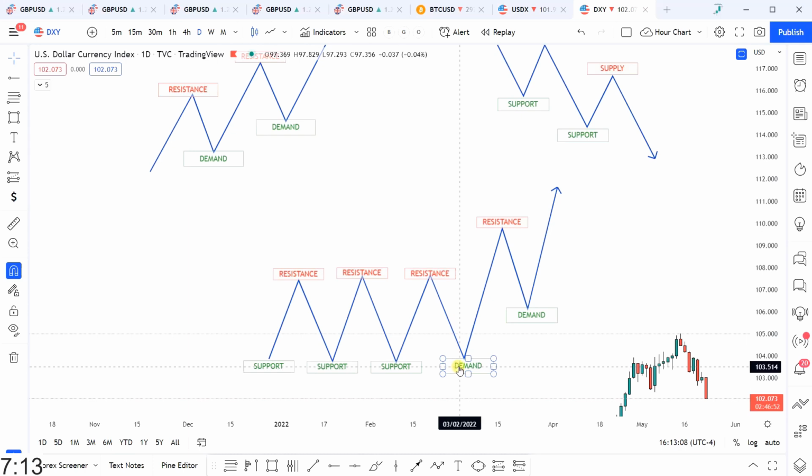And then demand will break through the opposing resistance level here. Likewise, supply will break through a level of support. That's the key difference. Support and resistance do not break the opposing. Demand and supply do break the opposing. Now, where demand forms, it makes its impulsive wave that breaks resistance. Where that impulsive wave ends becomes a new level of resistance. Now, this resistance is weak compared to the demand.